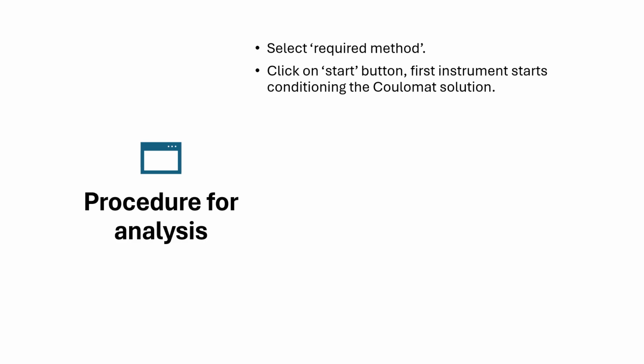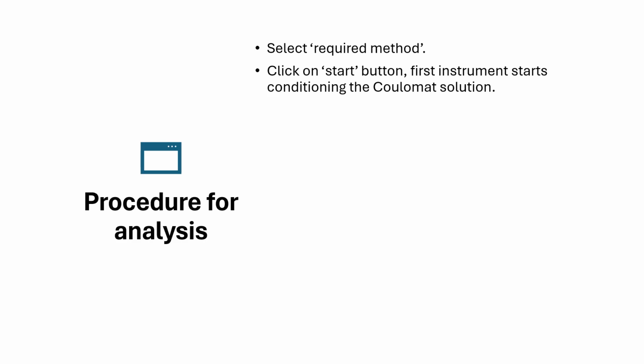Now here we will discuss the procedure for analysis, that is how to determine the water content by using the coulometer. First of all, you need to have the method. If you are using a software system, you can create the method in the software as per the STP. Or if the instrument is not connected with software, you can create the method within the instrument itself. As per the STP, you need to put all the criteria into the method and save it. Then click on the start button.